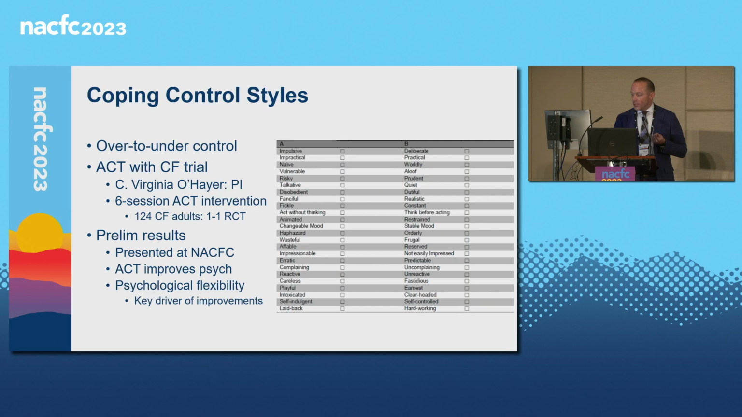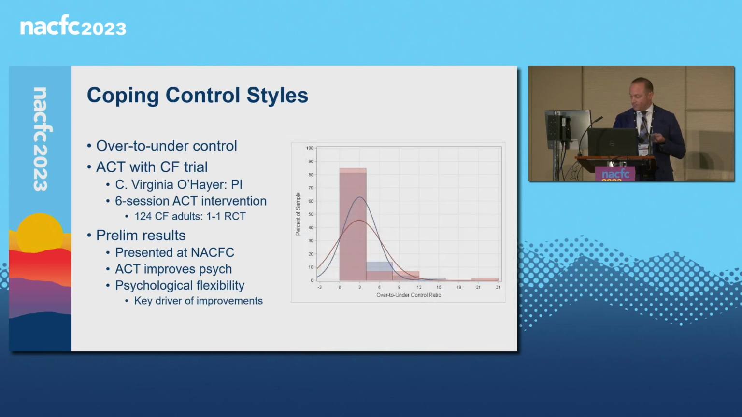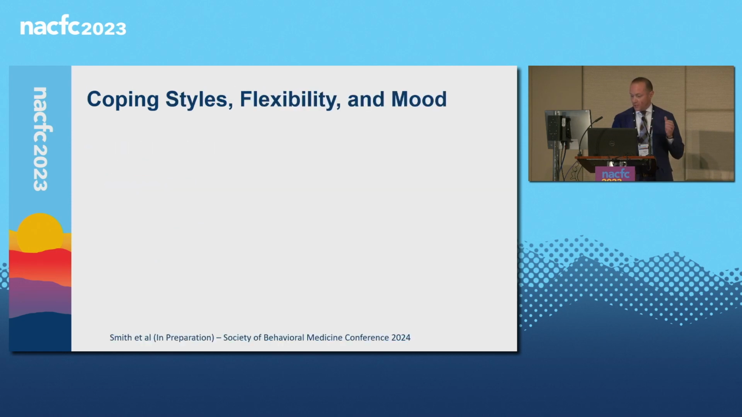Some of the data that we've been looking at most recently in CF folks supports this idea that there may be a tendency to over control. I'm not going to get into this in a ton of detail, but in one of the trials that was presented earlier this week, CF patients at baseline had a strong tendency to be over controlled versus under controlled. So they're much more likely to want to control what's going on in their life versus just going along with things.